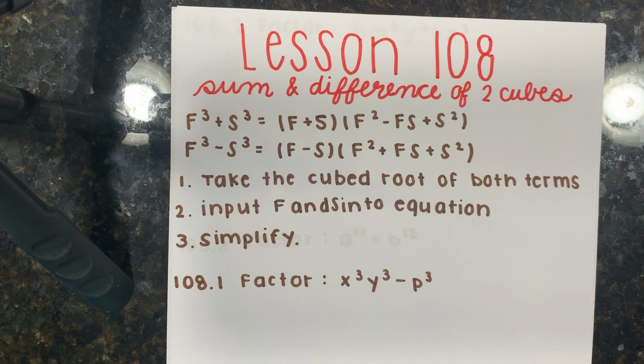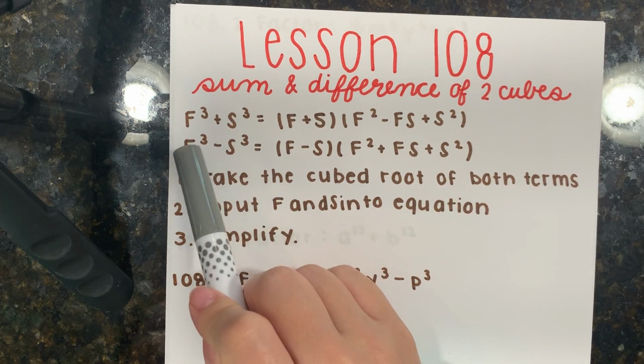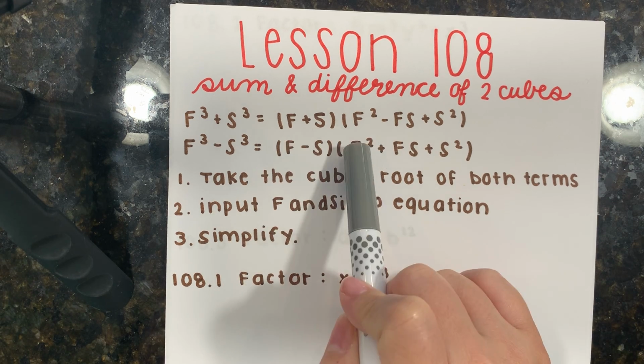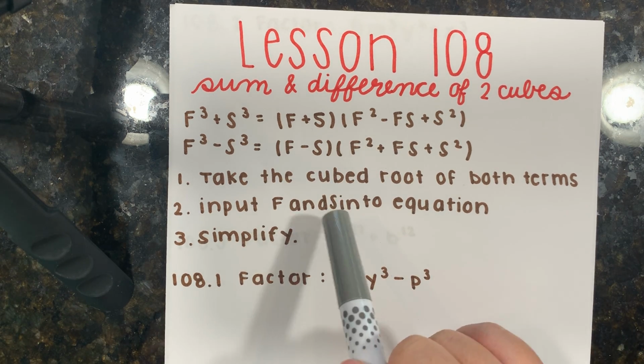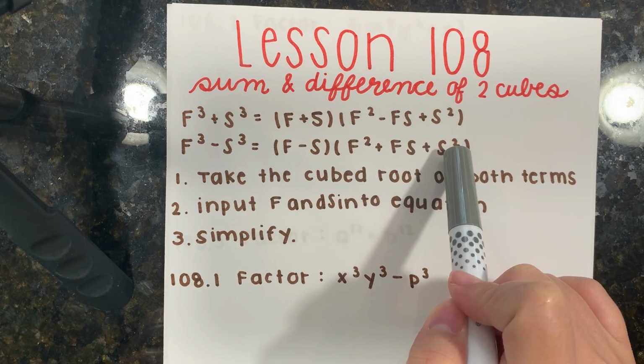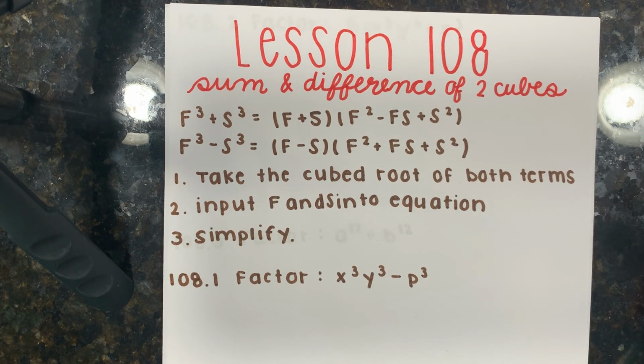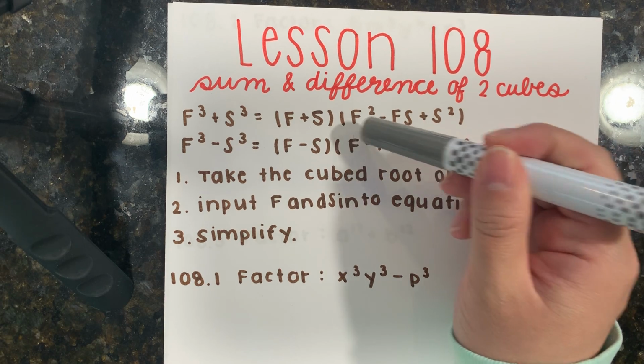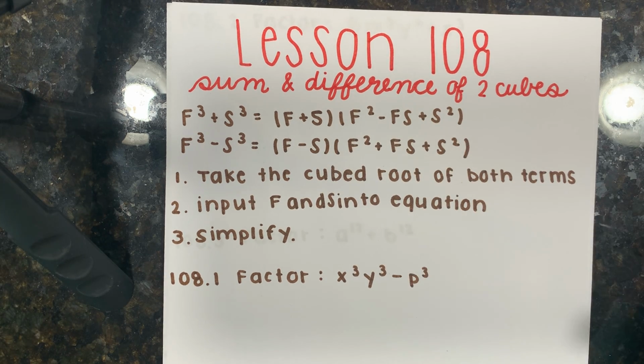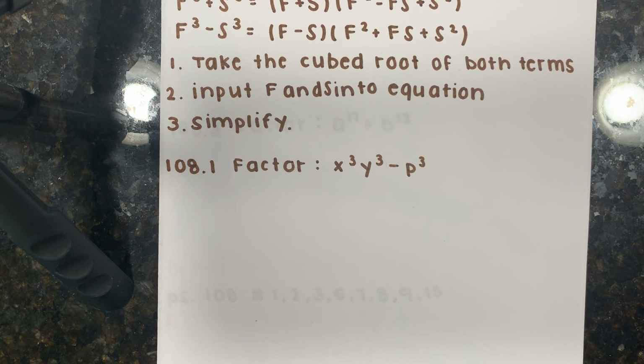What we're going to do first is take the cubed root of both of the terms, the first term and the second term, and then input whatever you get into the equation. For the first term, you'll replace all the f's in there. Then for the s, you replace all the s's in that equation, and then all you have to do is simplify it. You would multiply this and square these two terms, and that would be your answer. Your answer is going to end up looking longer than your original expression. So now moving on to 108.1.